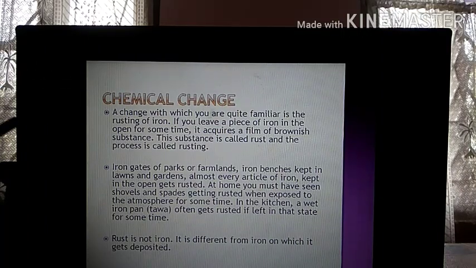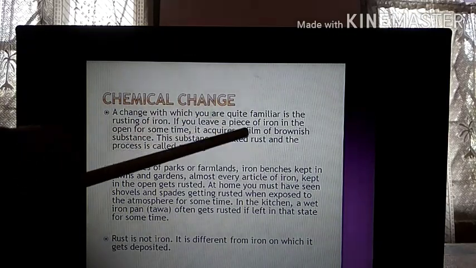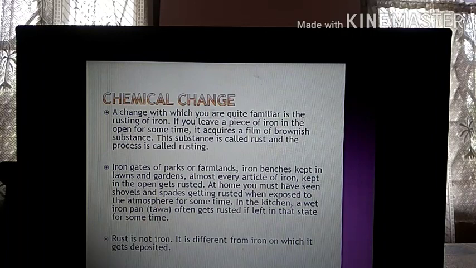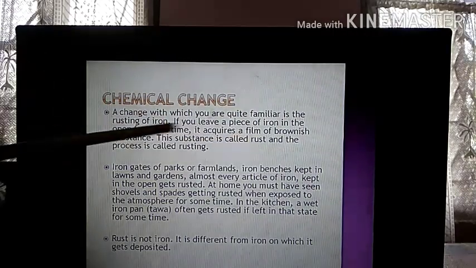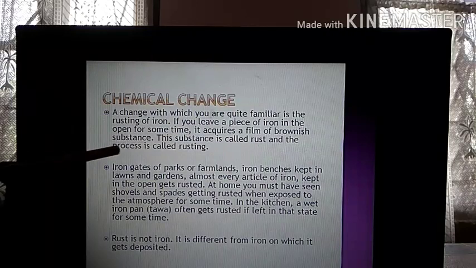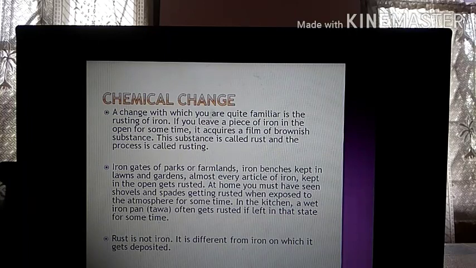Okay, so now chemical change. A change with which you are quite familiar is rusting of iron. All of you know rusting of iron, isn't it? A layer is deposited over iron when you keep iron articles in the open. If you leave a piece of iron in the open for some time, it acquires a film of brownish substance. A brownish powdery substance develops over it. I think you must have seen this in your homes also, those who have iron gates. Okay, if you don't paint the gates, then you will find that a brown kind of powder develops over the gates, isn't it? So that is called rust. Okay, this substance is called rust and the process is called rusting.